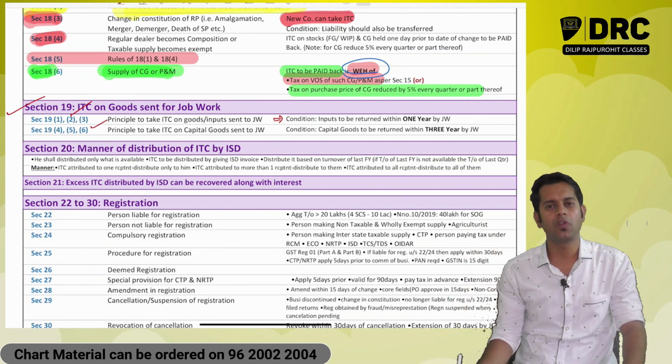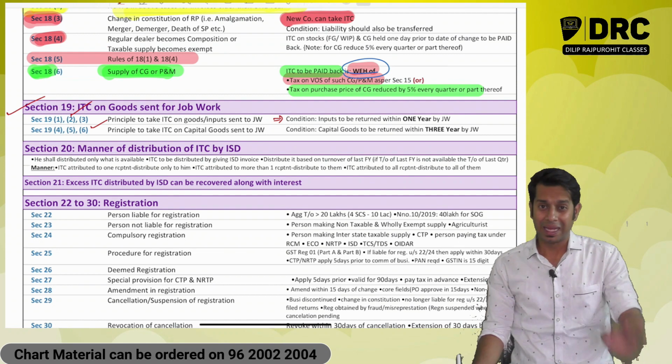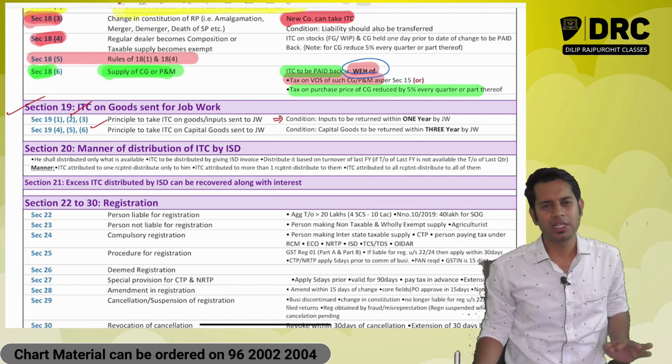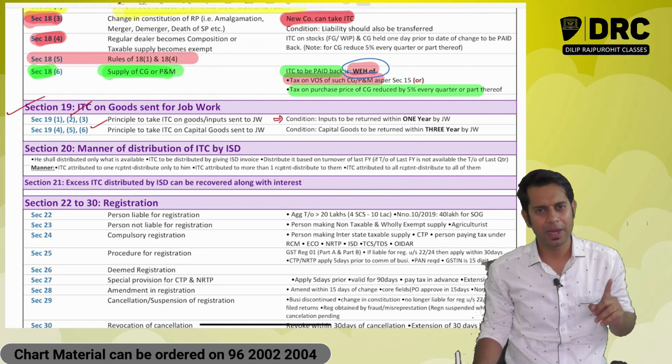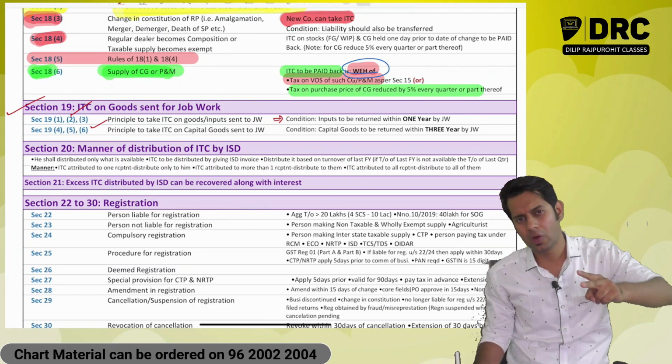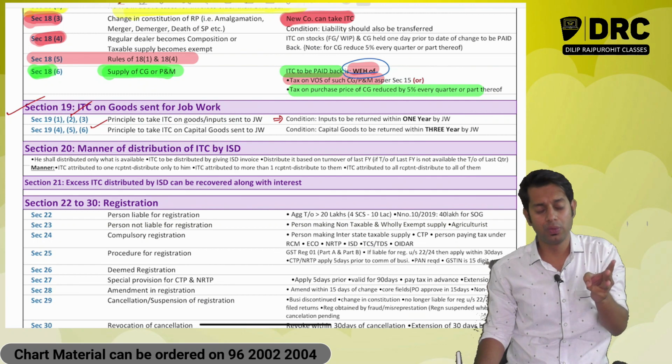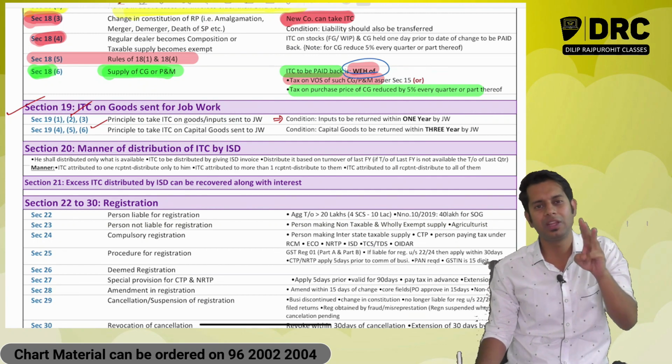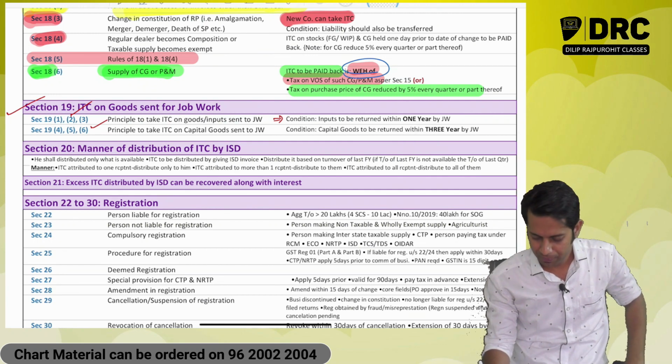Section 19 subsection 4, 5, 6 talks about capital goods. The principal can take input tax credit on capital goods which are sent by him to the job worker. The principal can also take input tax credit on capital goods which are directly sent to the job worker. These capital goods should come back to the principal within a period of 3 years from the date of supply.